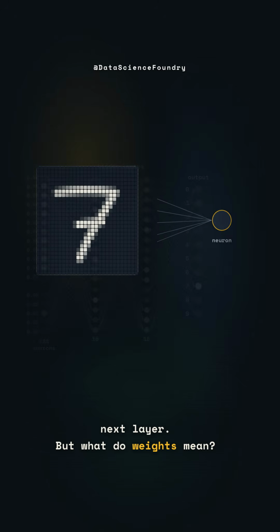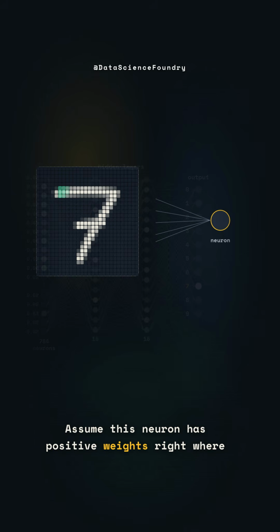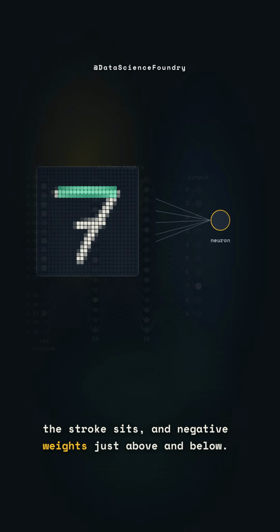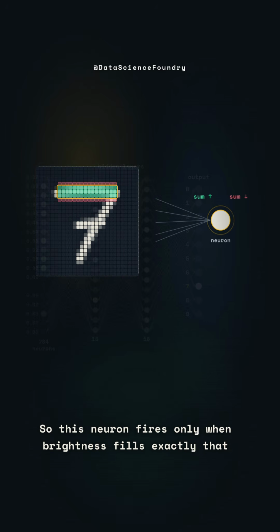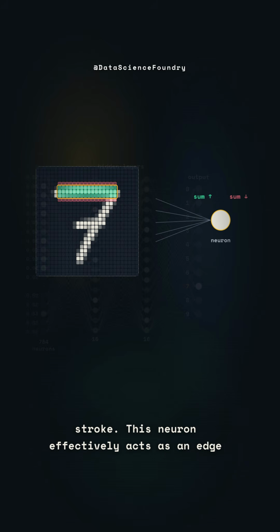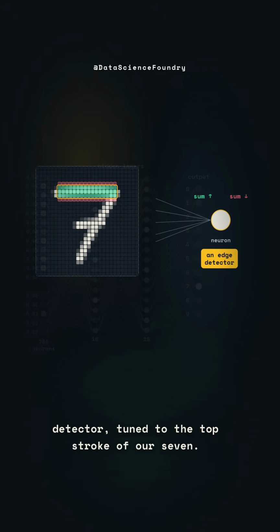But what do weights mean? Assume this neuron has positive weights right where the stroke sits and negative weights just above and below. Bright pixels under positive weights push the sum up. Bright pixels under negative weights pull it down. So this neuron fires only when brightness fills exactly that stroke. This neuron effectively acts as an edge detector, tuned to the top stroke of our 7.